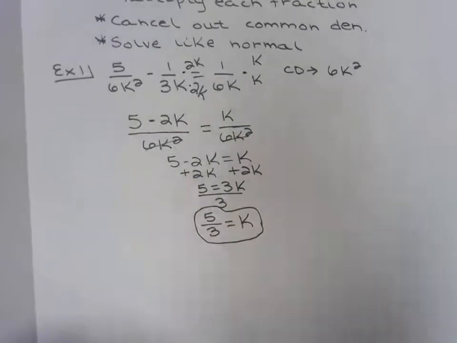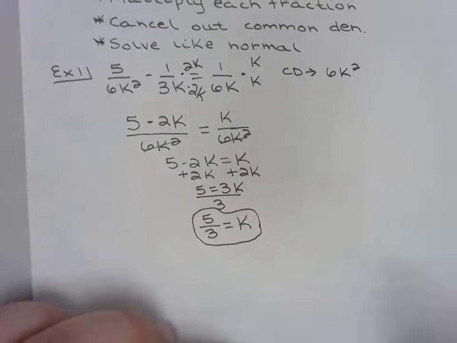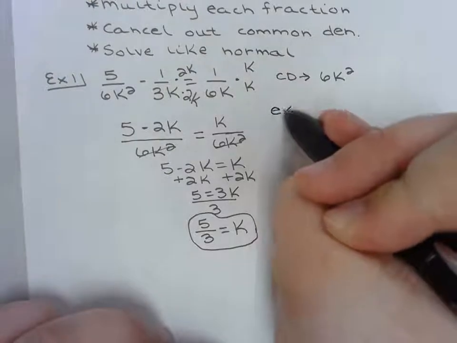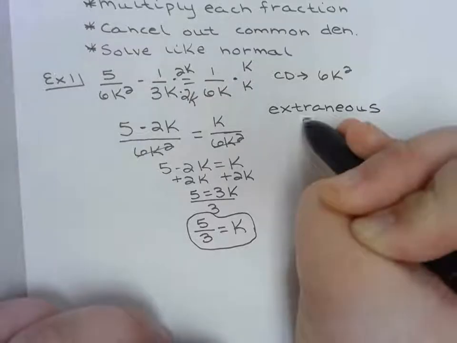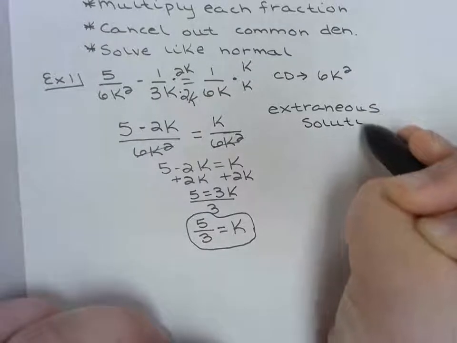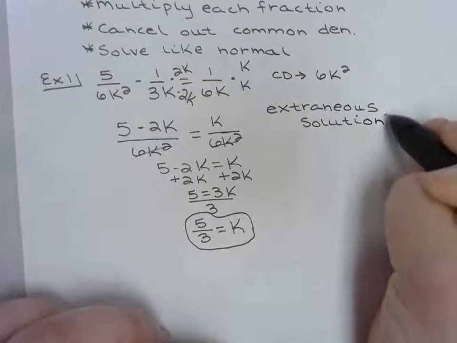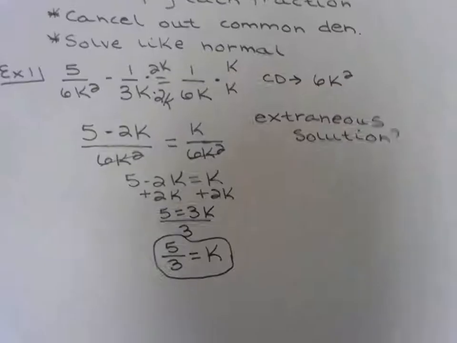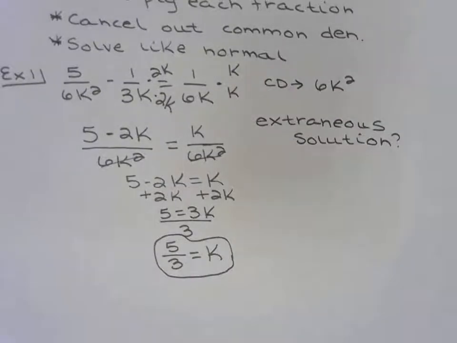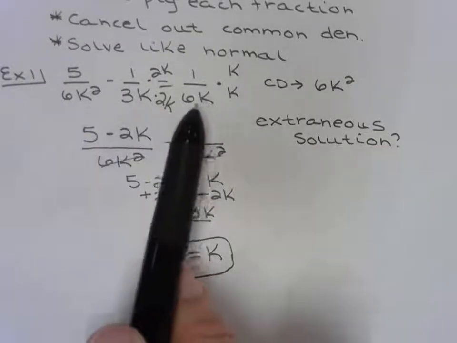Also, your homework is going to ask for the extraneous solution. So remember to check for the extraneous solution. That's a fancy word, basically meaning what's the excluded value. What k value cannot work. We've talked about this before. So as I look at my original, I cannot have 0 in the denominator. So what k value, if I look, will give me 0 in the denominator.